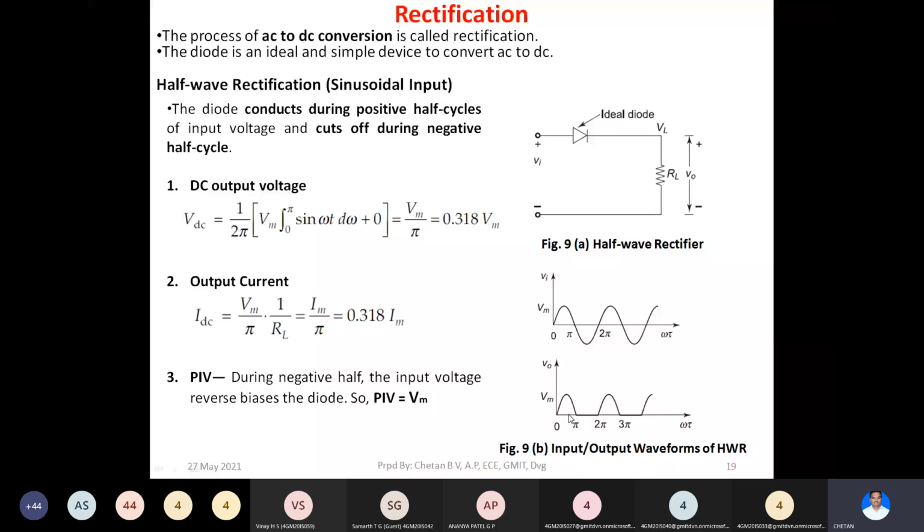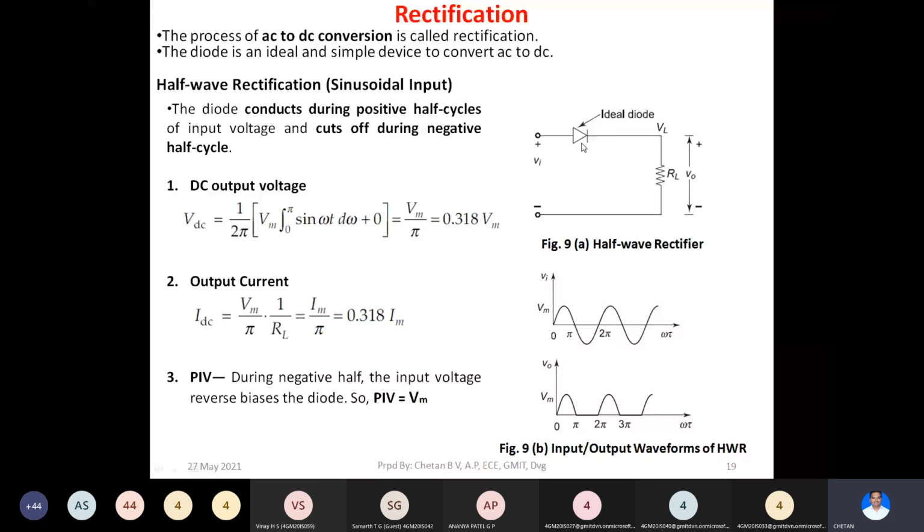During the negative half cycle, that is from pi to 2 pi, the polarity of these two terminals will change. Here the polarity would be negative of the supply, and here the polarity will become positive. Then obviously this diode will be reverse biased. As it is an ideal diode, in reverse bias condition it will not conduct at all, so it is an open circuit. So whenever there is an open circuit in place of the diode, you will get no voltage across this RL.